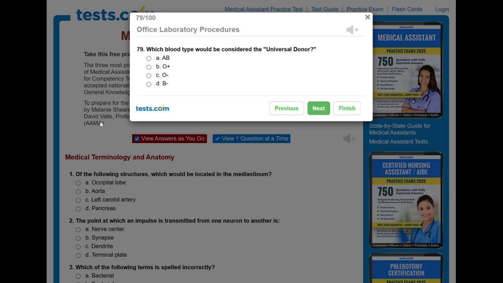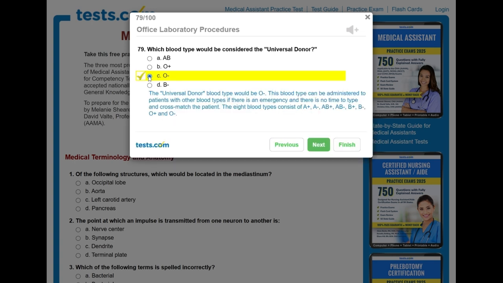Question 79. Which blood type would be considered the universal donor? A. AB, B. O positive, C. O negative, D. B negative. C. O negative. The universal donor blood type would be O negative. This blood type can be administered to patients with other blood types if there is an emergency and there is no time to type and cross-match the patient. The 8 blood types consist of A positive, A negative, AB positive, AB negative, B positive, B negative, O positive, and O negative.